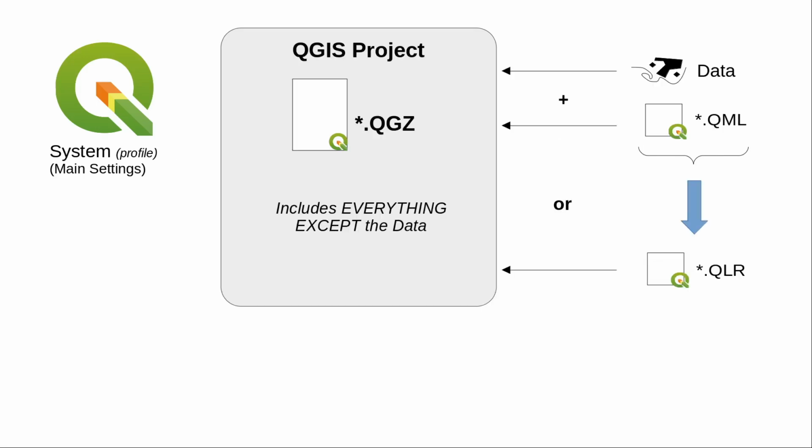So, to repeat, QGIS is project-centric. The QGZ file includes everything except the data. And when you add data, it gets a generic styling, or you can apply a QML file to that data. You can also add a QLR file that will include a reference to the data as well as the styling.